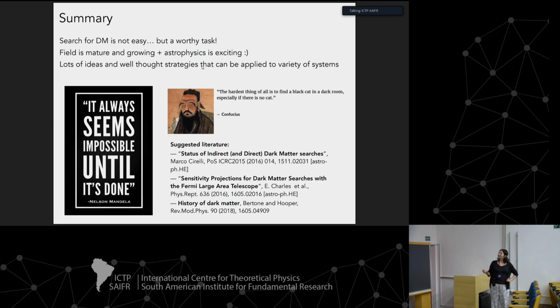Here I put some suggested literature if you want to find out more about dark matter, the reviews of various kinds.